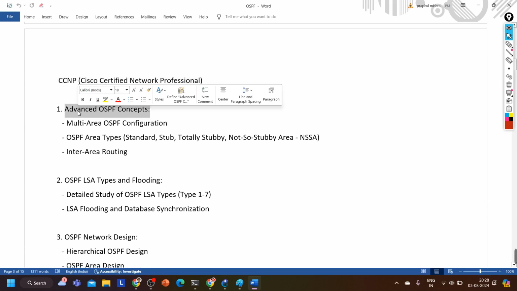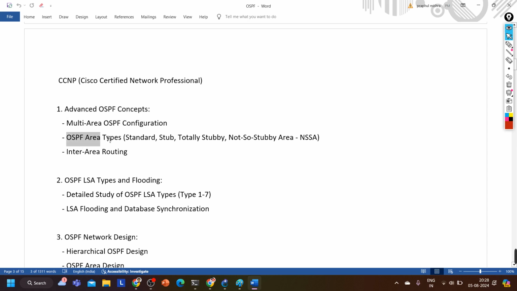So in CCNP you are going to learn advanced OSPF concepts like multi-area configuration. Multi-area configuration, OSPF area types: standard area, stub area, totally stubby area, and not-so-stubby area, NSSA. So these are the area types in OSPF. We will discuss all of these, and guys, again, these are advanced concepts and you have to learn them to configure or implement OSPF in real time in the company network.